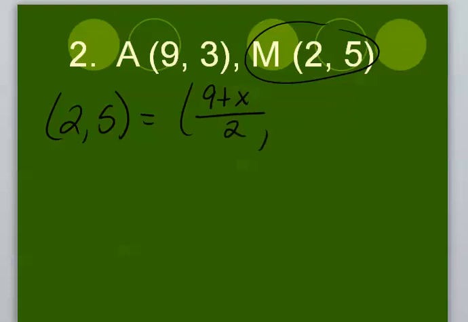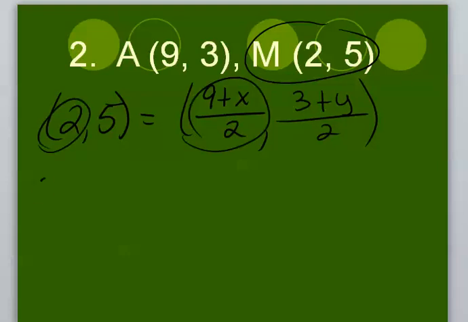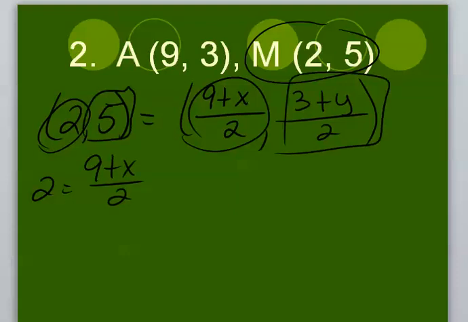We got the second part, the y part, the 5, by taking the 3, our y value for point A, adding a y we need to find, and dividing by 2. I'm just going to take the first part of each and set them equal. So 2 is what happens when we do 9 plus x divided by 2. And the second part of each and set them equal. 5 is what happens when we do 3 plus y and divide it by 2.